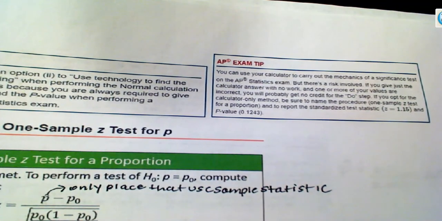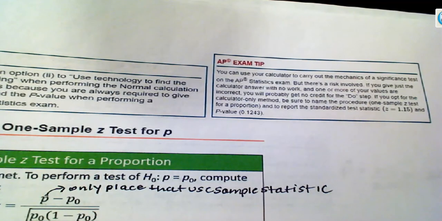Another exam tip, it says you can use your calculator to carry out the mechanics of the significance test on the AP exam, but there's a risk involved if you just give the calculator answer with no work, and one or more of your values are incorrect.